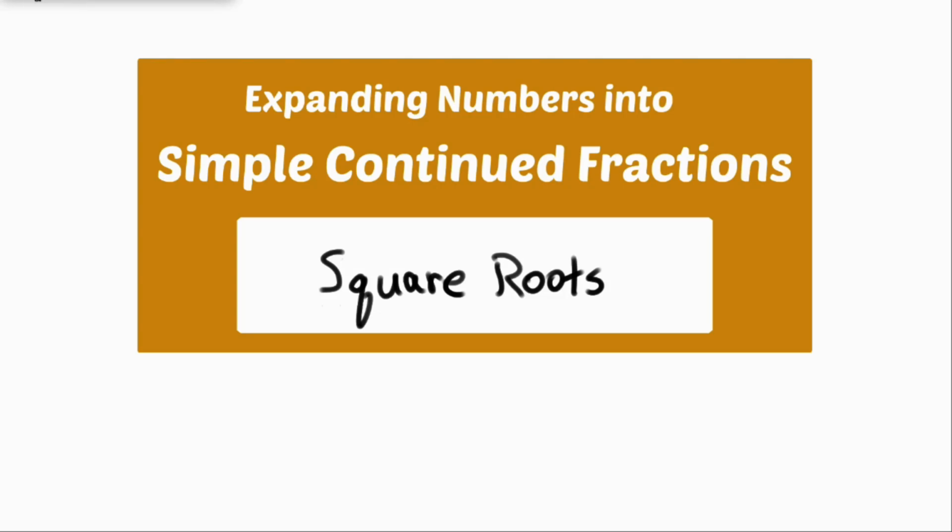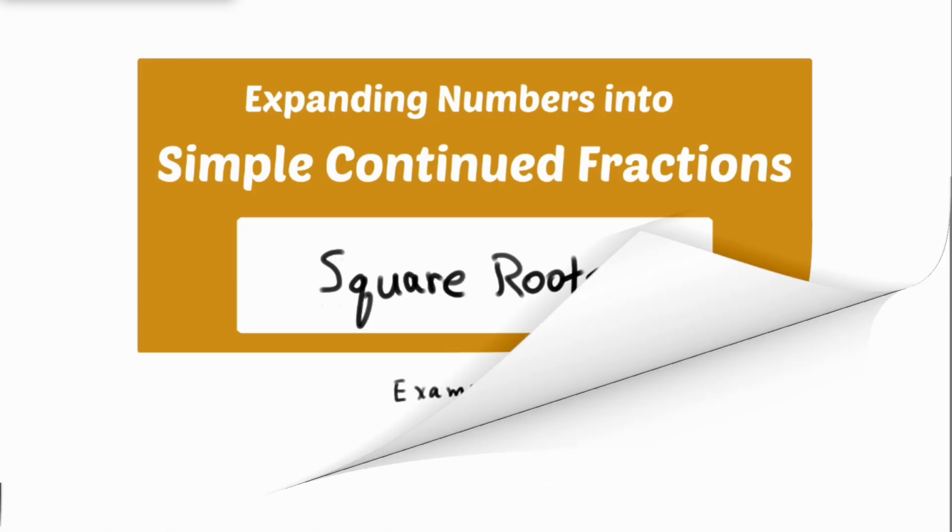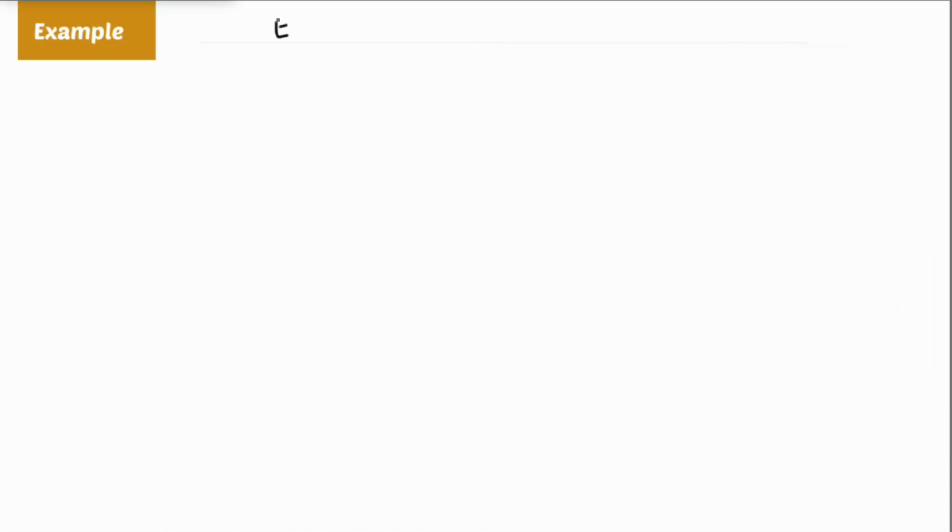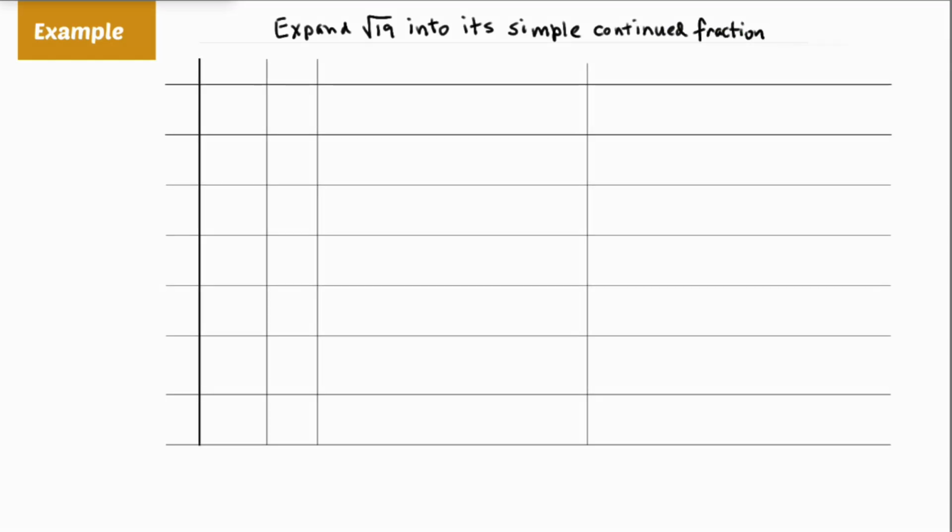This video is about expanding square roots into simple continued fractions. We'll get right to it and work an example. Let's get started. As our example, we'll expand the square root of 19 into its simple continued fraction. This table will help us keep track of things while we work.